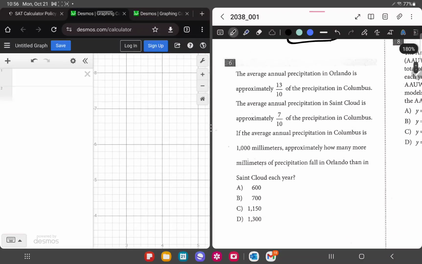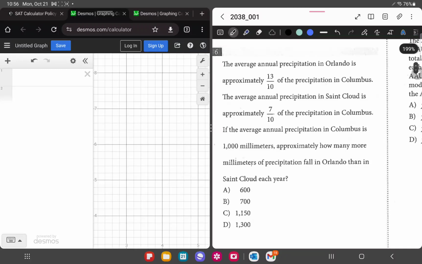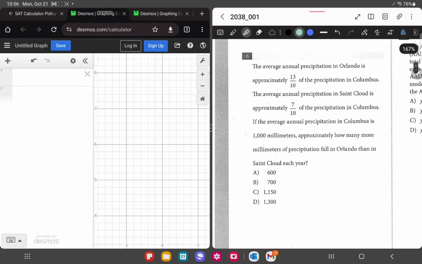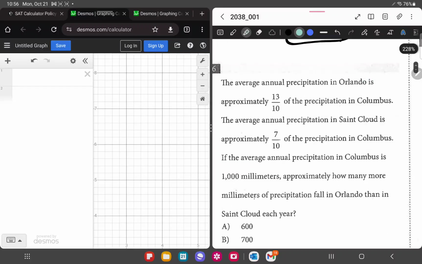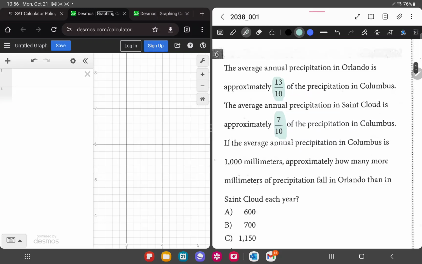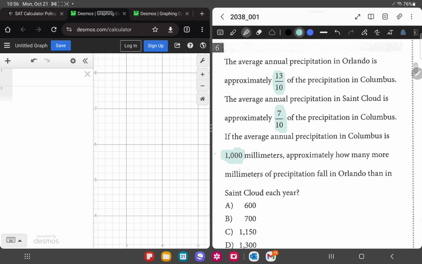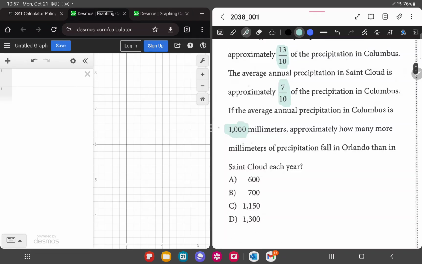Now, this one, whenever I was reading it for the first time, it actually kind of tripped me out. It's saying the average annual precipitation for Orlando is going to be 13/10. In Columbus, the average annual precipitation, oh no, that's in Columbus. Now in St. Cloud it's going to be approximately 7/10 of the precipitation of Columbus. If the average annual precipitation of Columbus is 1,000 milliliters, approximately how many more milliliters of precipitation fall in Orlando than in St. Cloud?